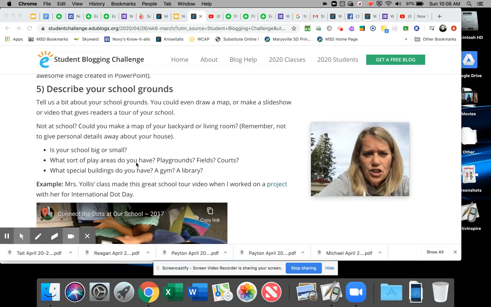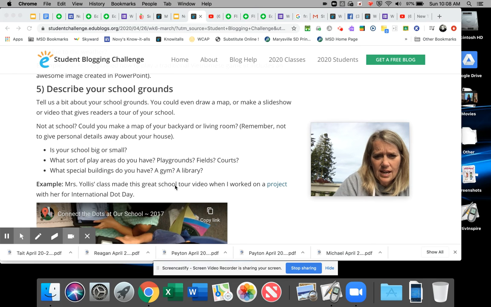Number 5, suggestion for a prompt. Describe your school grounds. All right. So you could draw a map. You can make a slideshow that gives a tour of our school. If you Google Marshall Elementary, you could probably find some pictures. You might have some pictures. So that could be an option, just kind of giving a school tour.